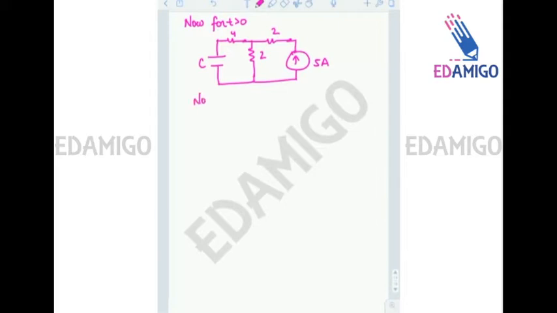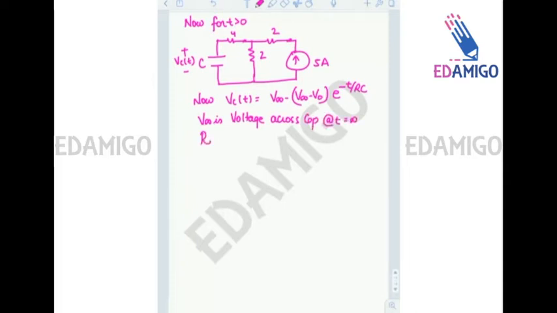Now we know that we have to find VC(t). Okay, the VC(t) equation is actually V infinity minus V0 e to power minus t by RC. This is a standard equation where V infinity is the voltage across capacitance at t equal to infinity, and R is R equivalent seen by the capacitor in the circuit.